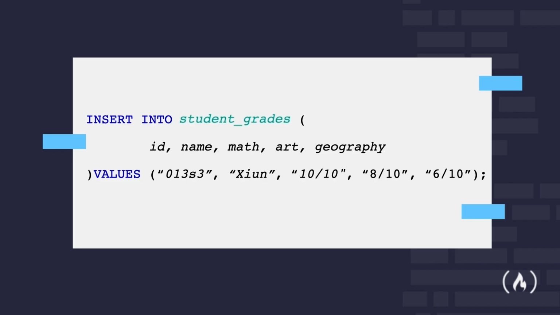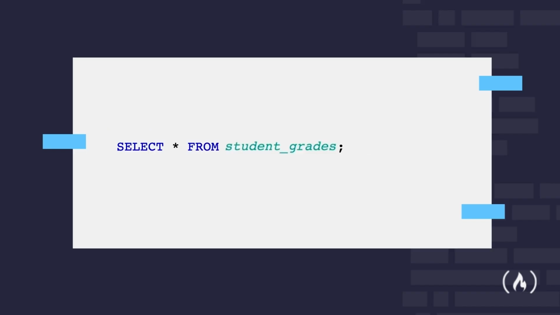On the next line, I'm going to use the values command to insert data into those columns. And of course, we need a semicolon to end this statement. Inserted 1 line into our database. But how do we actually look at our database? Well, for this, there's a very simple command. We use the command select, followed by a star, which means all, from our table called student grades.